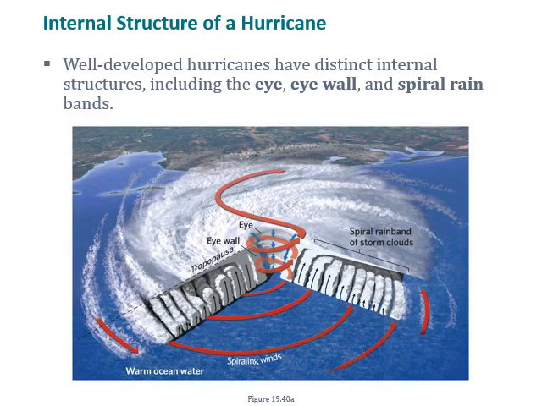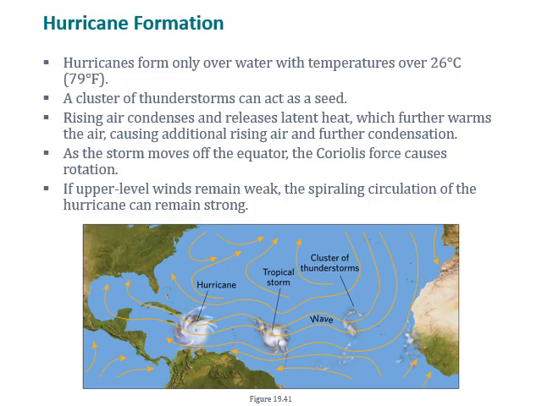This slide shows the internal structure of a hurricane. Well-developed hurricanes have distinct eyes, eye walls, and spiral rain bands, moving from the center outwards. Hurricanes only form over warm water with temperatures greater than 26 degrees Celsius, or 79 degrees Fahrenheit. A cluster of different thunderstorms can act as a seed for hurricane development.